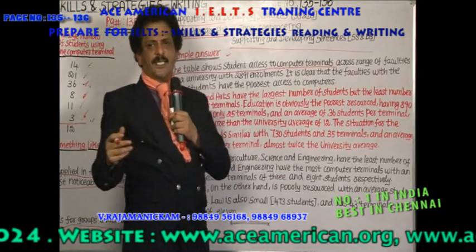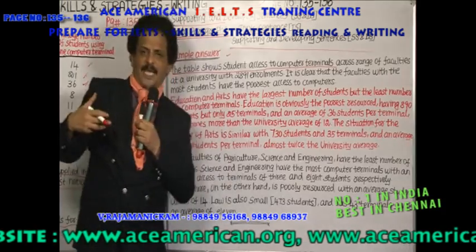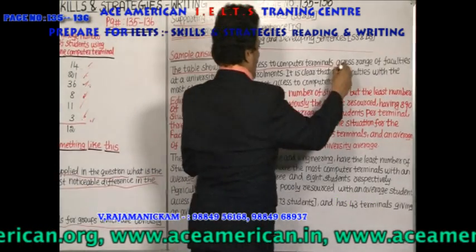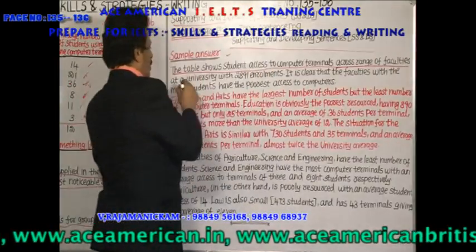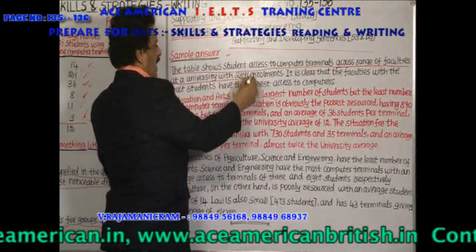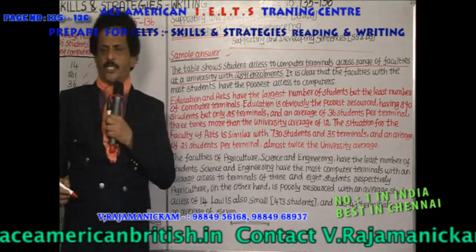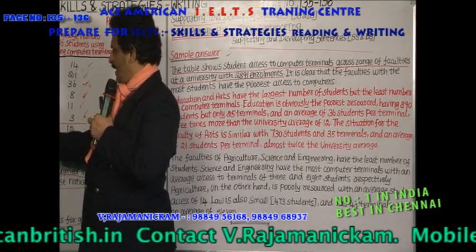At a university with 2,891 enrollments, that means 2,891 students are there. It is clear that the faculties with the most students have the poorest access to computers.